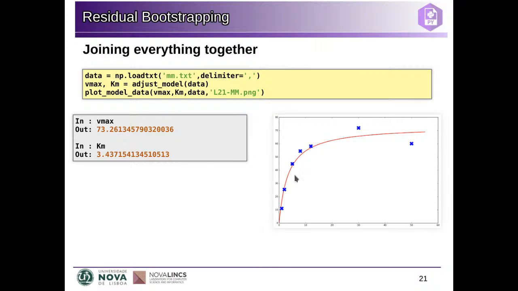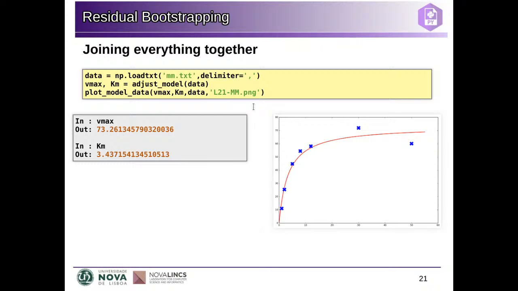So this is the image that we get. These are the data points in blue, and this is the best curve that we have with Vmax of about 73. So this would be the asymptotic limit of this curve, and the Km, 3.4, which is the concentration of substrate that gives us half the maximum velocity. So these are the two parameters that determine the shape of the curve.